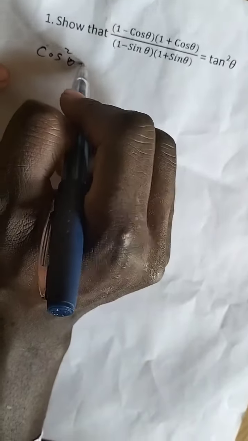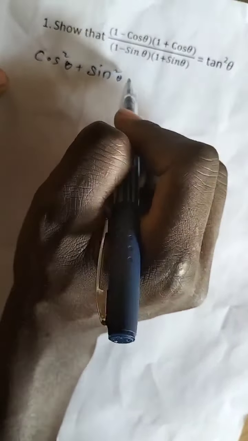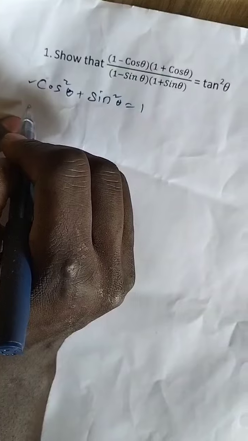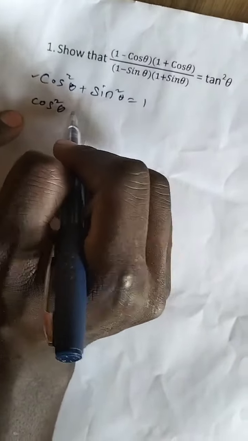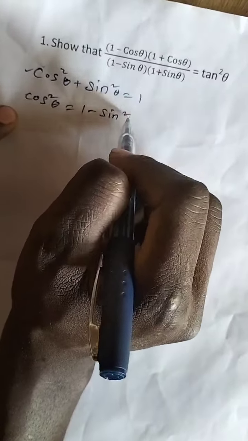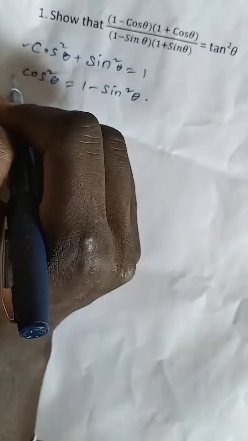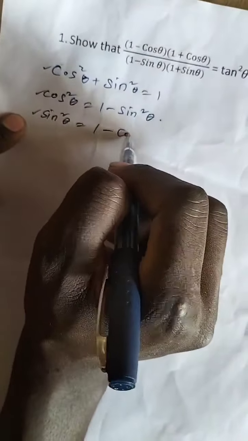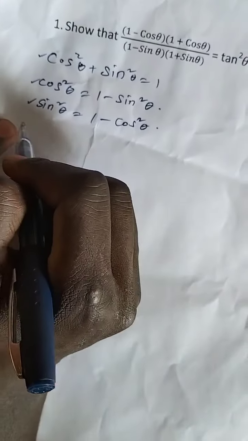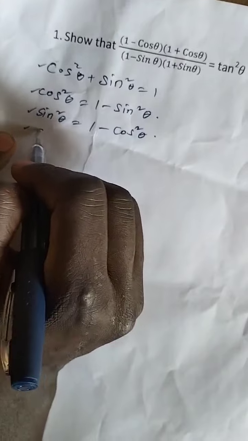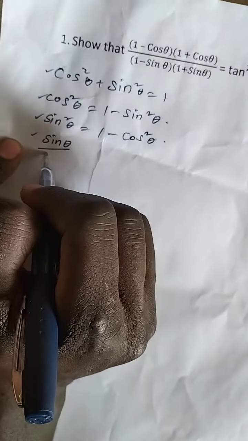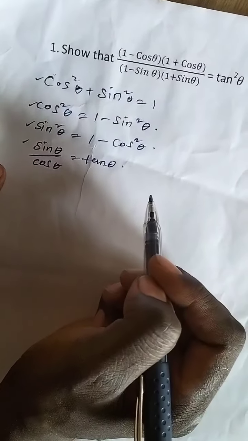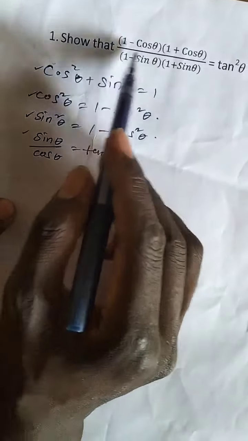Cosine squared theta plus sine squared theta is equal to 1. We're also supposed to remember that cosine squared theta is equal to 1 minus sine squared theta. We're also supposed to remember that sine squared theta is equal to 1 minus cosine squared theta. And the last thing that we are supposed to remember in this case is that sine theta divided by cos theta is equal to tan theta. With these 4 points in our mind, we can now solve this question.